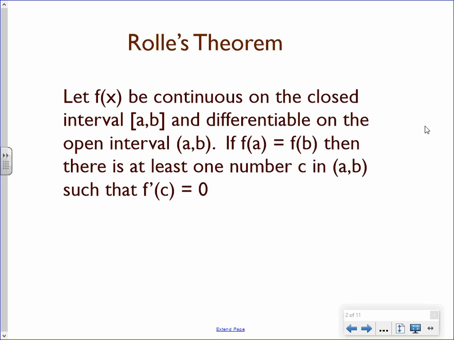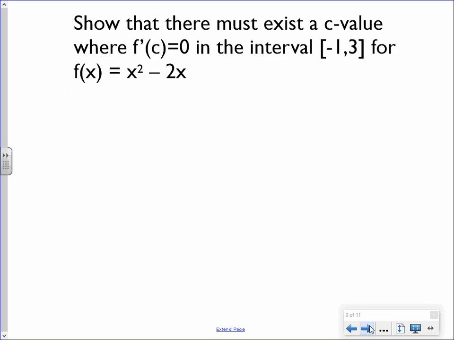Whether we have a crazy curve that has lots of times, or just a simple curve that has one time, or we draw a straight line and it's always 0, no matter what, between A and B, there has to be a time where the slope is 0. No matter what. Guaranteed. Okay? So what I'd like you to write down is this function, x squared minus 2x, and the interval -1 to 3.